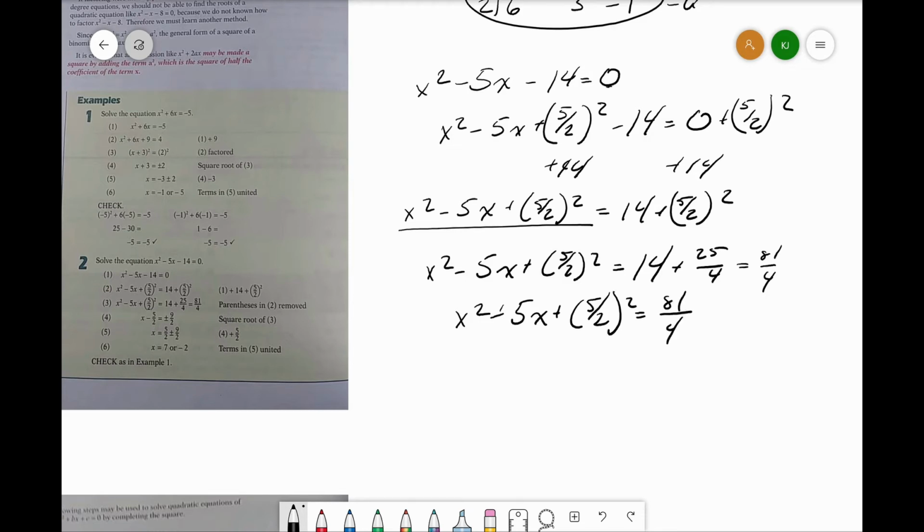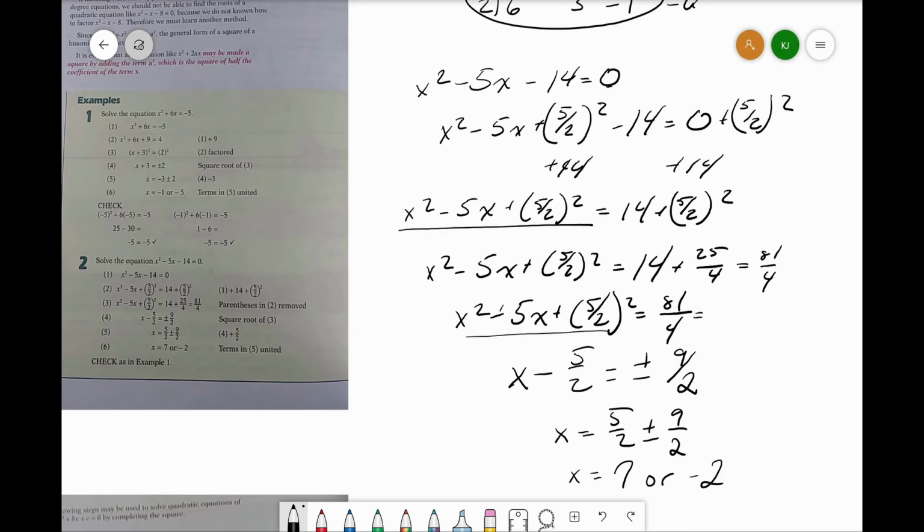Alright, and then we want to find the square root of all of this. So it's going to become x minus 5/2, which is equal to positive and negative 9/2 when we reduce this down. And then x is going to be equal to 5/2 plus and minus 9/2 when we add 5/2 to both sides. And then x is equal to 7 or negative 2, respectively. Okay?